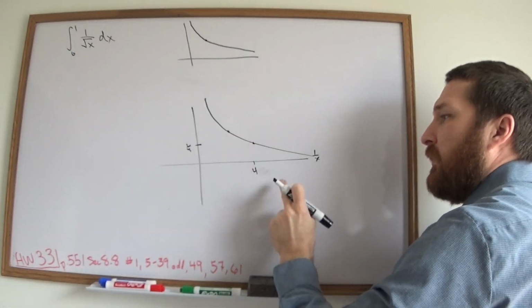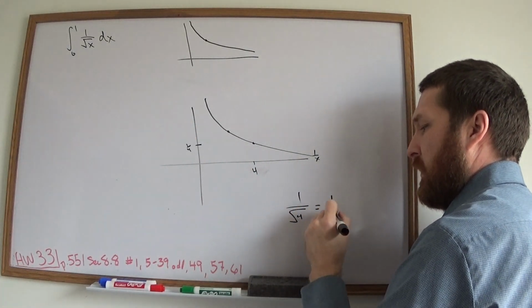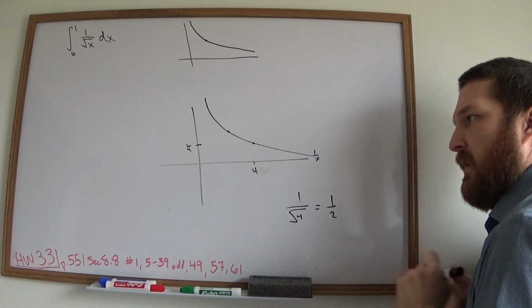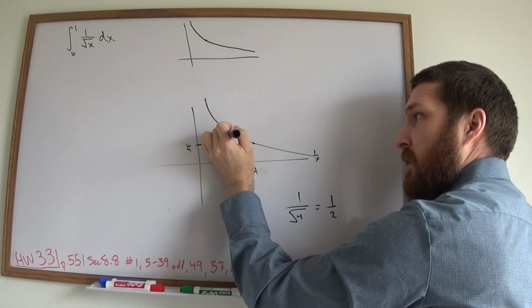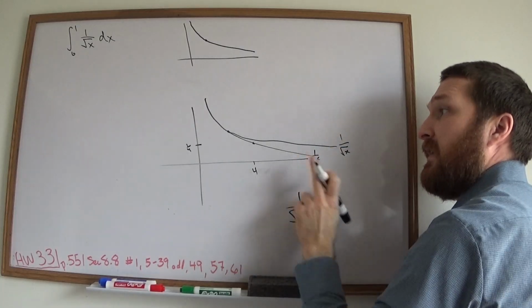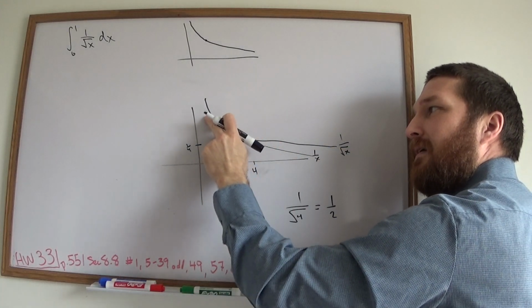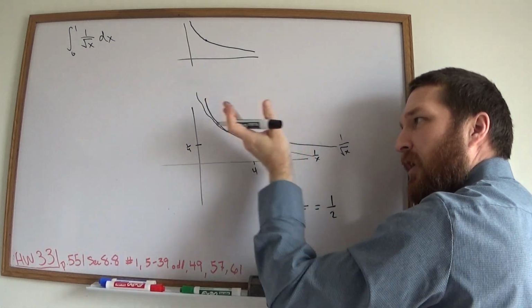Now, if you plugged in a 4 into this one, you'd have 1 over root 4, which is 1/2. So it's slower. It's higher. It approaches slower than 1 over x. Slower, yes, 1 over root x over here. But over here, it's lower.